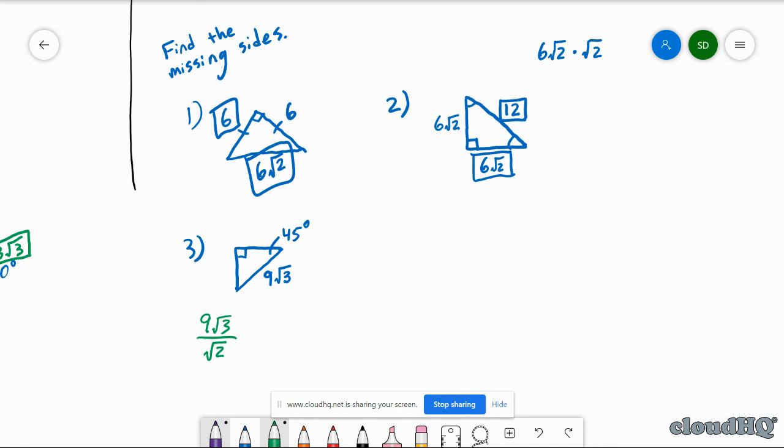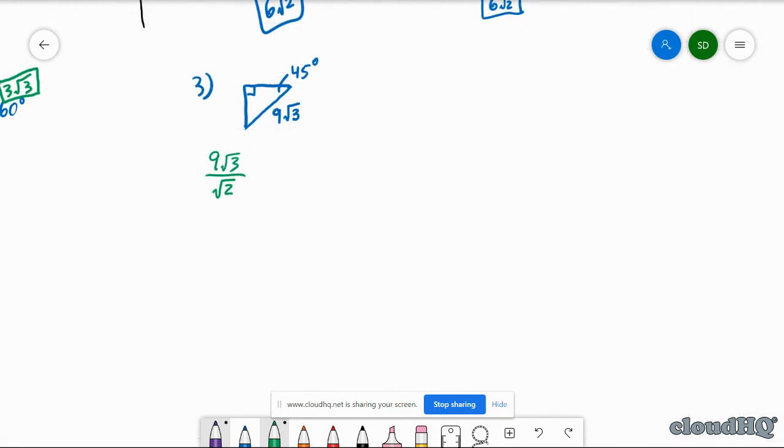Square root of 3 over square root of 2 does not simplify. So we have to rationalize that. Numerator becomes 9 square root of 6. The denominator becomes 2. Does that simplify? Square root of 6 does not simplify. And 9 over 2 does not simplify. That would be your answer.